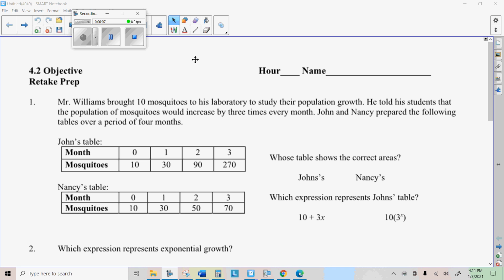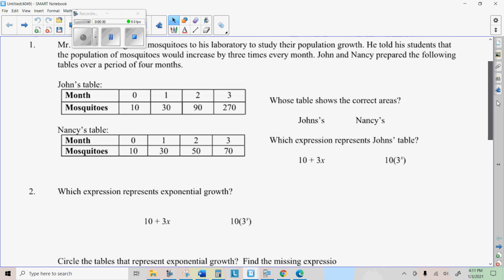Hey, if you're watching this, then you want to retake your 4.2a objective. You didn't do so well on that, so you probably want to make sure you learned it. All right, so do this practice. Take notes, and when you're done with this practice, you can send it off to me. Attach it to an email, and I'll check it in. If it looks good, I'll get that retake to you.